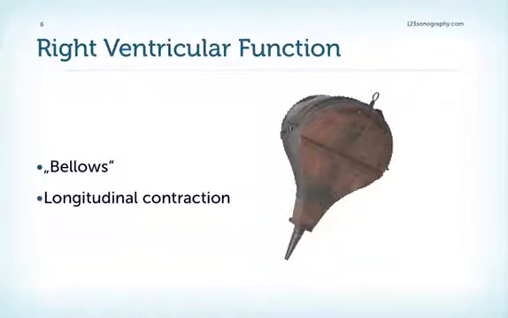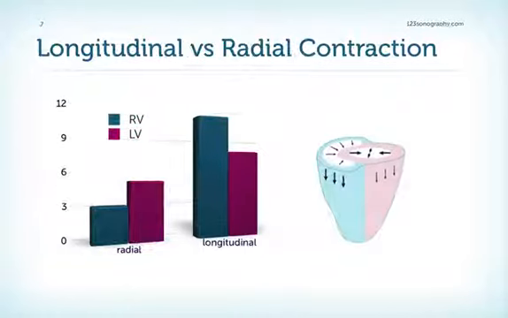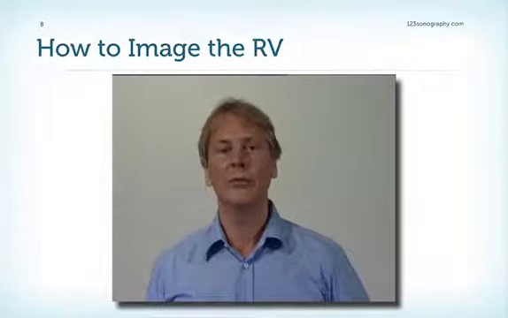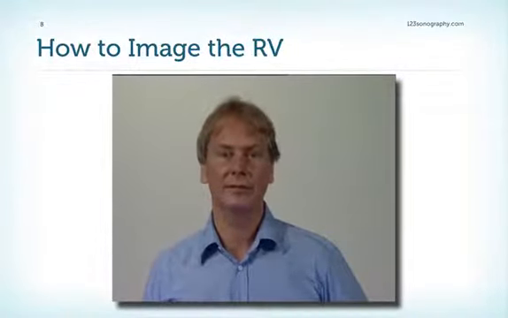The function of the right ventricle is different than that of the left ventricle. It has more the function or more the physiology of a bellows, where the longitudinal contraction is more prominent than the radial contraction. This is also shown here in this diagram, which measured the radial and longitudinal contraction in the right and the left ventricle to compare the two. You can see while the left ventricle contracts more radially, the right ventricle contracts more in a longitudinal direction. But first, let's take a look how we can actually image the right ventricle.